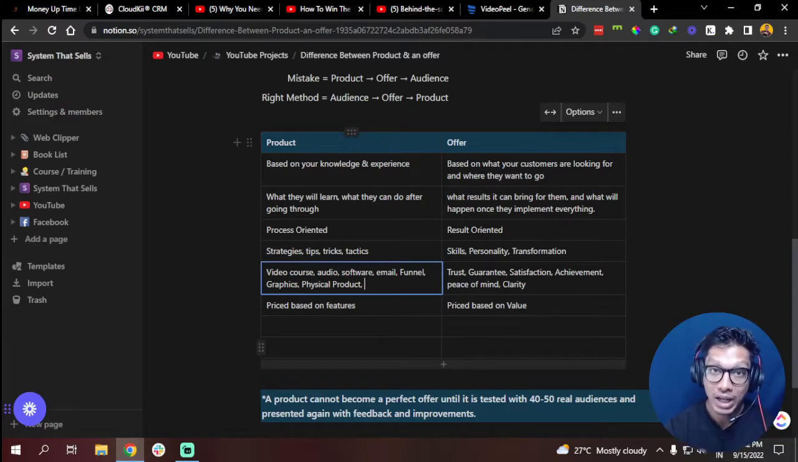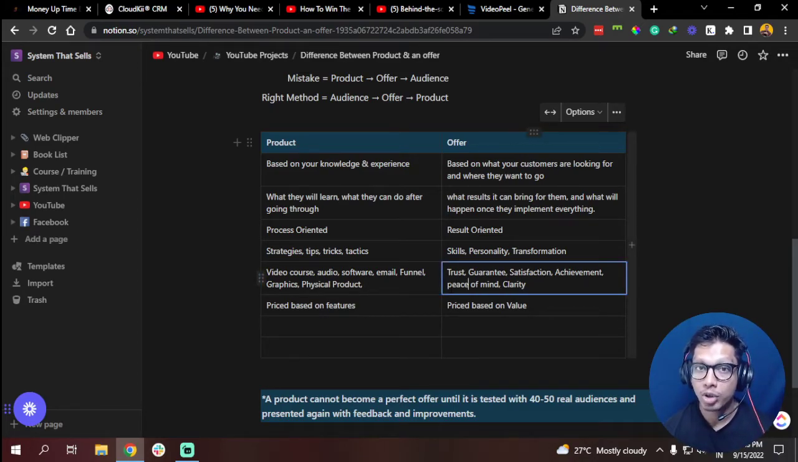But if you definitely want to sell it, you have to build trust with your audience. You have to give them a guarantee. You have to give them satisfaction. You have to show them the achievements, build some credibility. You have to give them peace of mind, and you have to give them clarity so that they can make a clear decision on buying your product or services. So these are the things that you need to offer whenever you're putting your offer in front of your audience, instead of talking about how great your course is, or how great your graphics are, or how good your physical product, funnel or software is. These are the things you need to talk about whenever you are putting your offer in front of your audience.